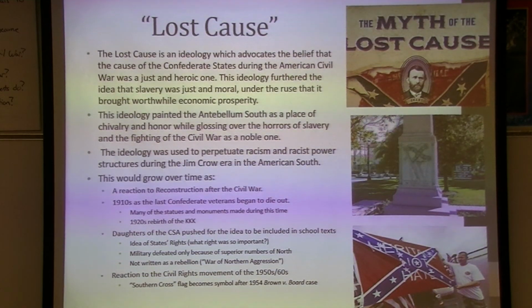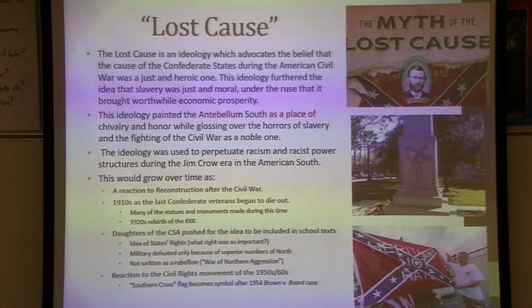We're going to have a group called the Daughters of the Confederacy, which will be very powerful in making sure that in school texts, not just in the South but also in the North, this is where the idea of states' rights will be pushed. Even in our standards for the state of Florida, that is something that's included in here. And the South was fighting for states' rights here.